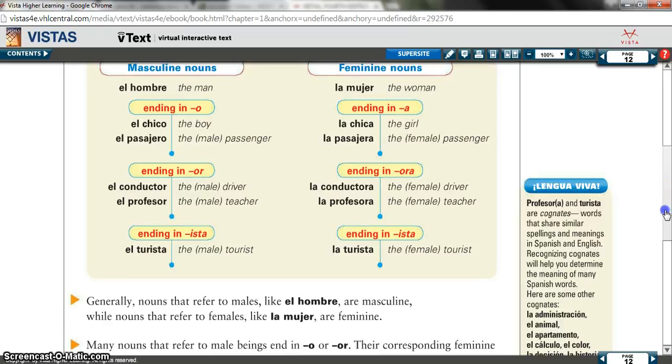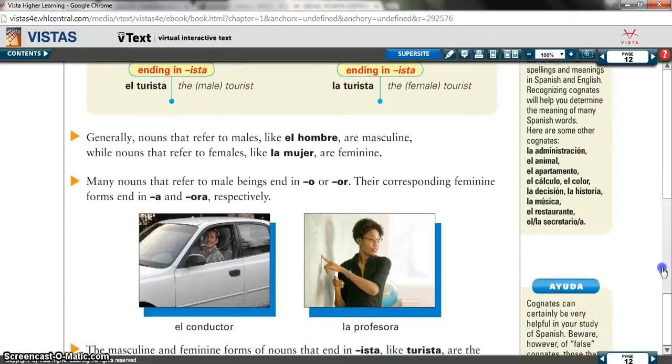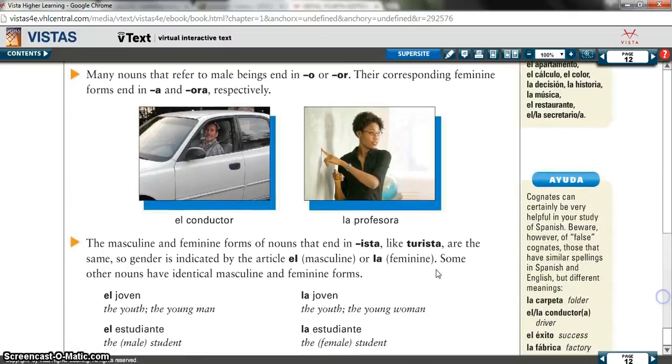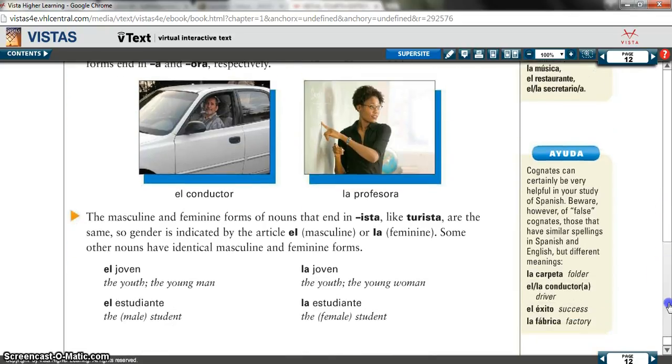Okay, let's see, that's what we just talked about. So here's another example of OR, so profesor, that one's up there in the list. Okay, let me scroll down a little bit more.